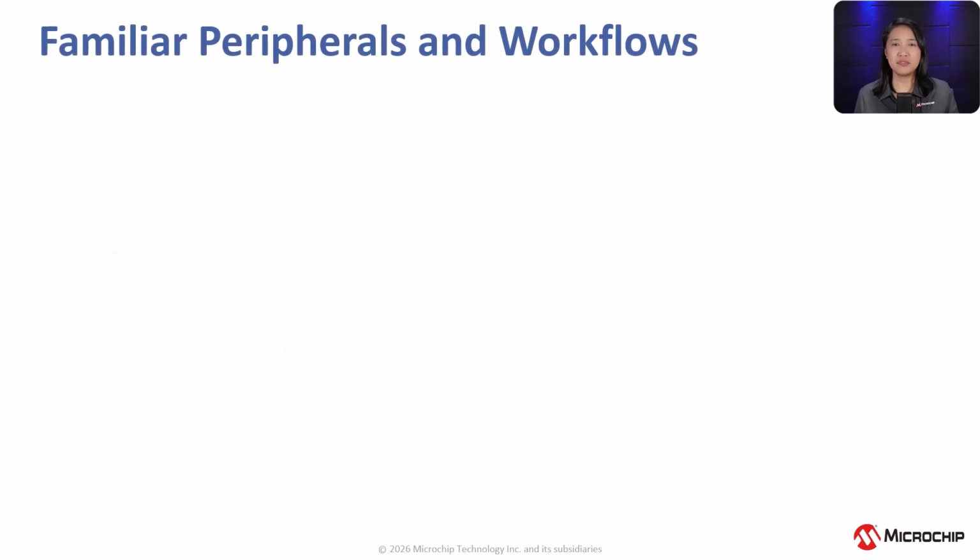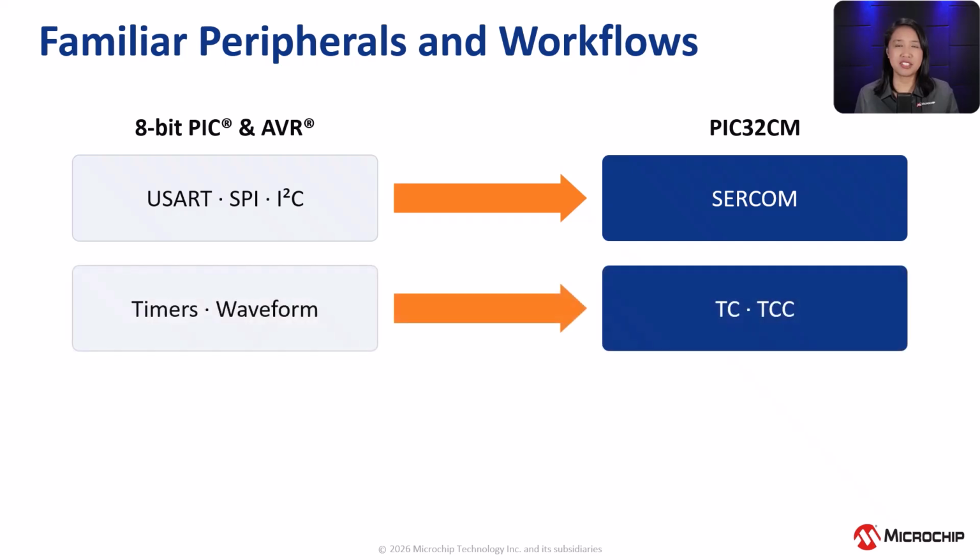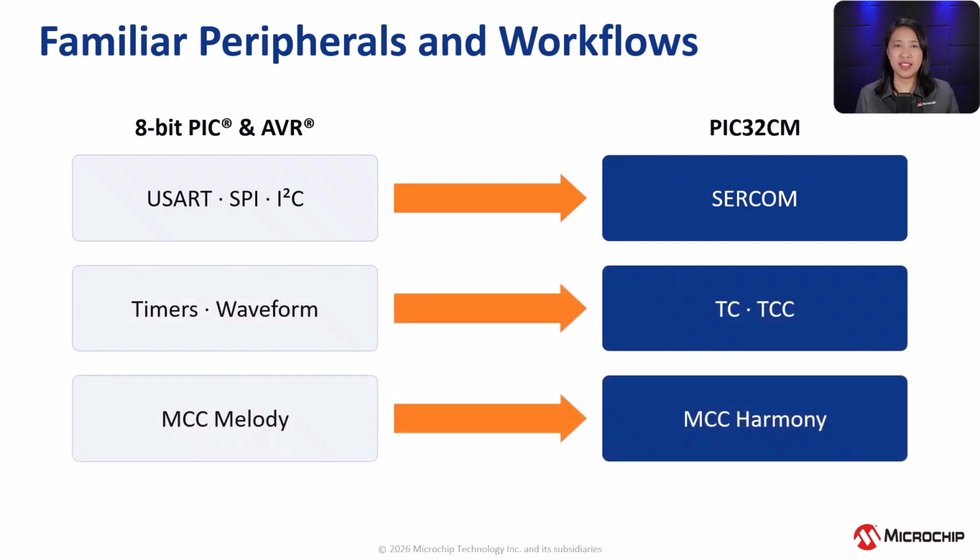Peripherals will also look familiar but behave a bit differently. For example, in 8-bit PIC and AVR, the UART, SPI, and I2C concepts map into the PIC32CM SERCOM peripheral. Timer and waveform functions also move into the TC and TCC modules. As for tools, code configuration shifts from MPLAB Melody to Harmony.